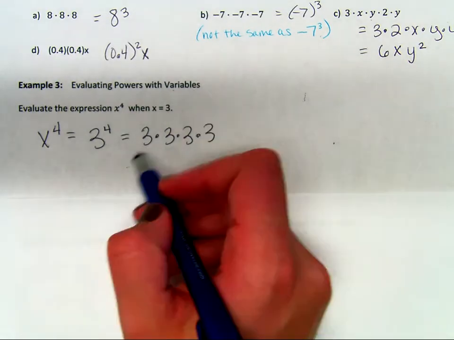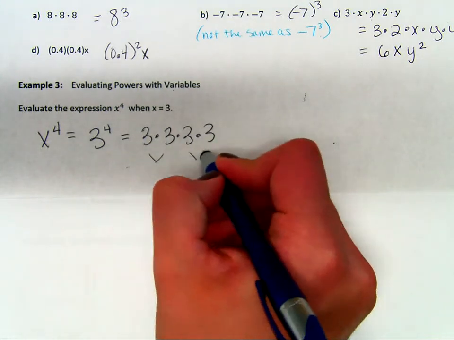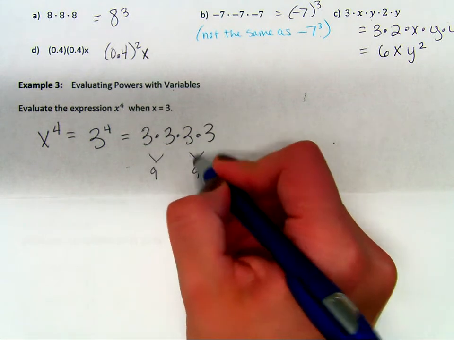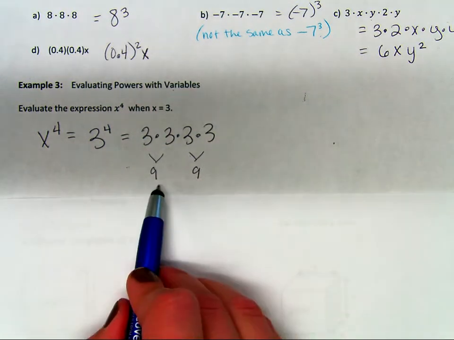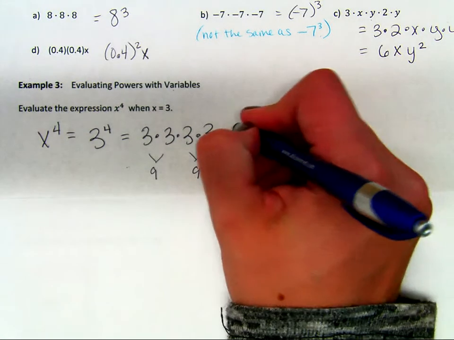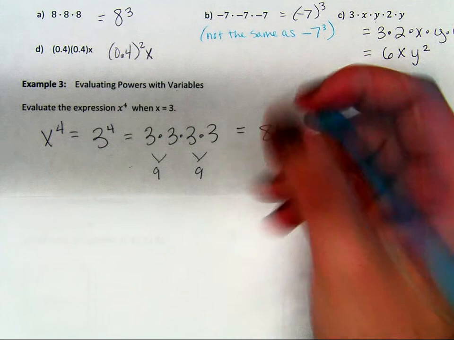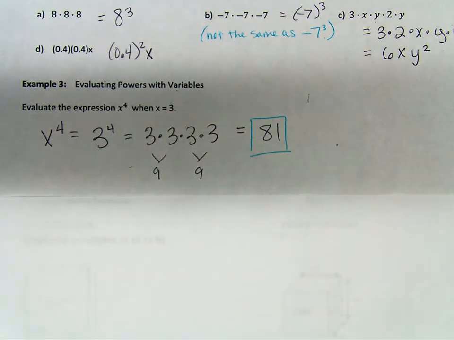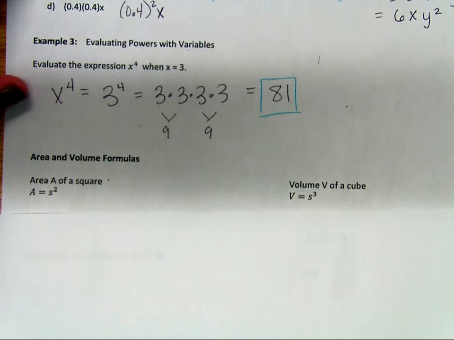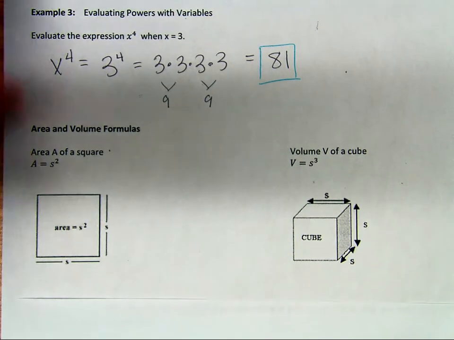So 3 times 3 times 3 times 3. You could go one by one, or there's a simpler method. I know 3 times 3 is 9, and I know this 3 times 3 is also 9. So if I multiply the two 9s together, since this is all just multiplication, 9 times 9 gives me 81. So that would be my answer. Okay, so there's an evaluating example. I just substitute my values. Okay, we're going to do a few more here.